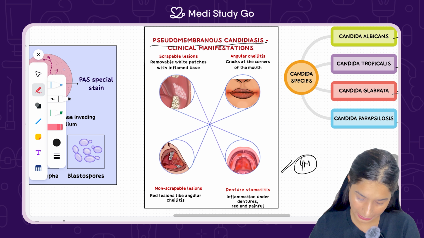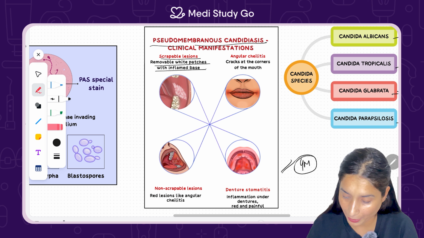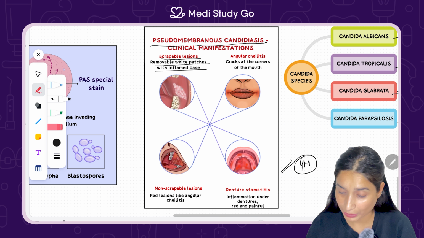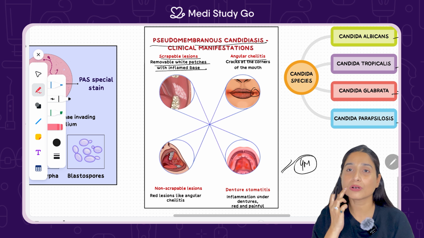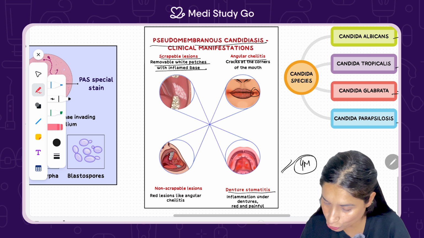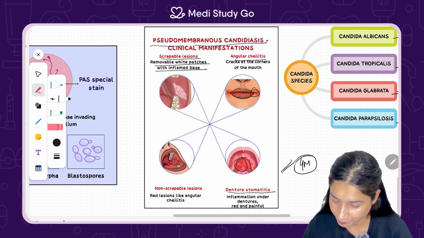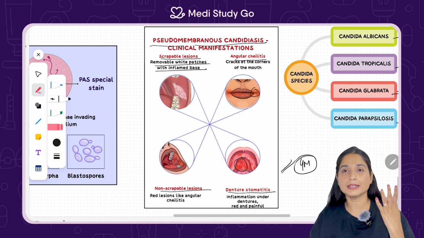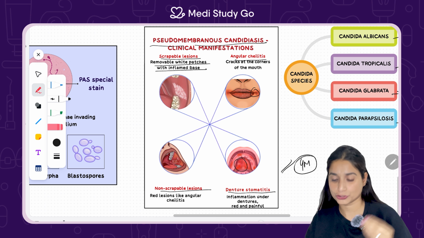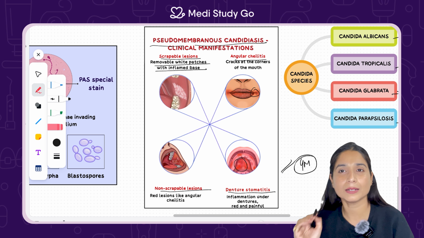So let's see its clinical manifestation. It is a scrapable lesion, removable white plaque patches with inflamed base. Angular cheilitis, as I have said, that is cracks on the corner of the mouth. Denture stomatitis, inflammation under denture, red and painful. Non-scrapable lesion, red lesions like angular cheilitis. So these are the 4 main characteristic clinical manifestations of pseudomembranous candidiasis.